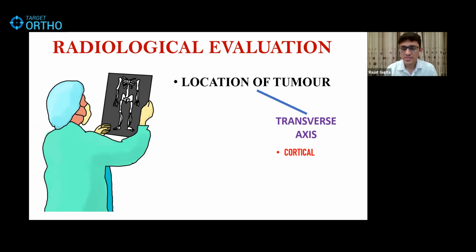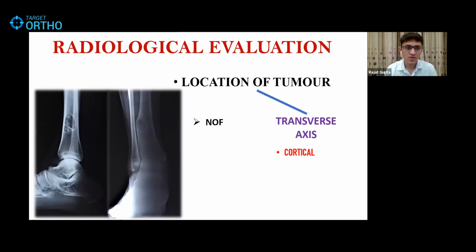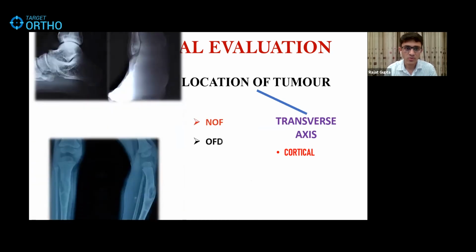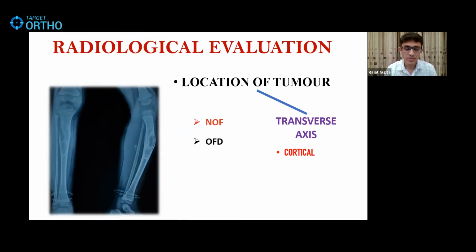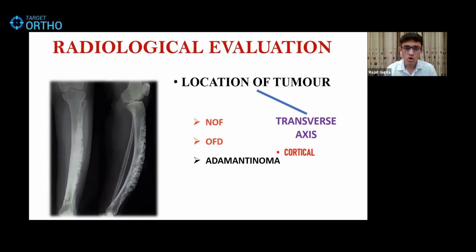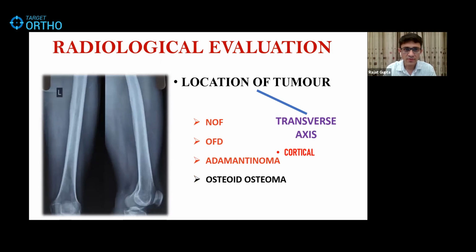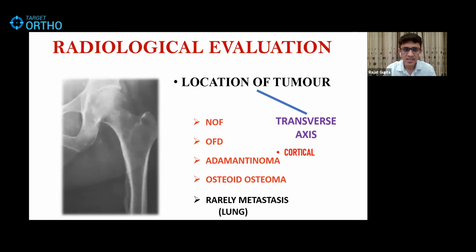So next, coming to the transverse axis, it could be a cortical lesion, like we have on this X-ray on the left, a non-ossifying fibroma, or we could have an osteofibrous dysplasia or adamantinoma. So all these three lesions are cortical lesions, which can usually be differentiated only on X-rays. But if you have a problem, just go to the axial sections on the MRI to look for whether the lesion is cortical or medulla based. And similarly, we can have an osteoid osteoma as a cortical lesion. And rarely a metastasis can also present as a cortical lesion, typically metastasis from breast or lung.